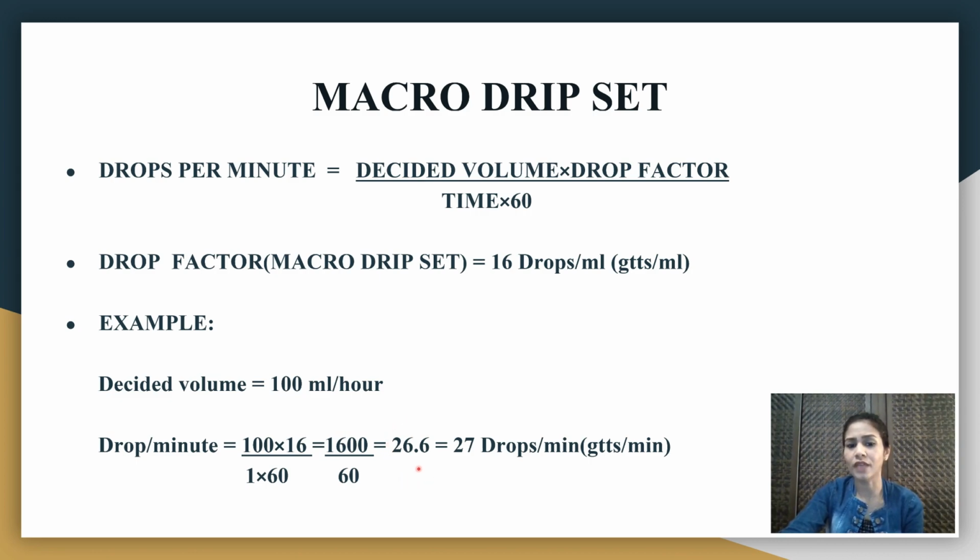As you all know, after the decimal, if the number is more than 5, then you can take it as 27. For example, if instead of the 6, 3 or 2 is there, then your round up value will be 26 drops per minute. So here, after the decimal, the number is bigger than 5. So I converted this as 27. So 27 drops per minute is my answer.